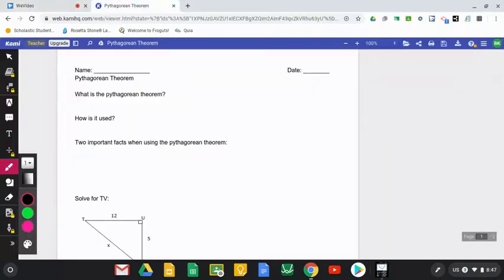All right, so we're going to continue that talk about the Pythagorean Theorem. Remember, what is the Pythagorean Theorem? Well, that is our good old a squared plus b squared equals c squared. How's it used this time? Well, it will find a missing length for us.